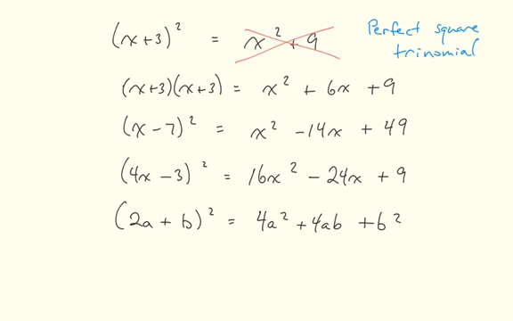You'll notice that the middle term is actually also significant. The middle term is always double the product of the two things where the squares came from. So, for example, here we have x and 3. 3 times x is 3x, doubled is 6x. Negative 7 times x is negative 7x, doubled that's negative 14x. 4x times negative 3 is negative 12x, doubled is negative 24, etc. Right? 2a times b is 2ab, doubled is 4ab. So this middle term, every time, is always double whatever we got our squares from.